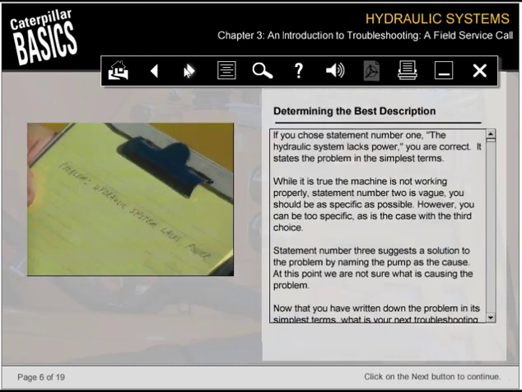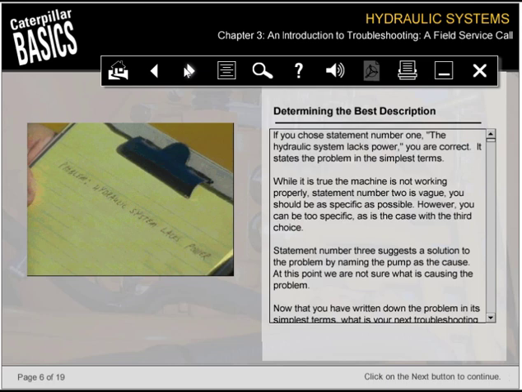If you chose statement number 1, the hydraulic system lacks power, you're correct. It states the problem in the simplest terms. While it's true the machine is not working properly, statement number 2 is vague. You should be as specific as possible. However, you can be too specific, as in the case with the third choice. Statement number 3 suggests a solution to the problem by naming the pump as the cause. At this point, we're not sure what is causing the problem.